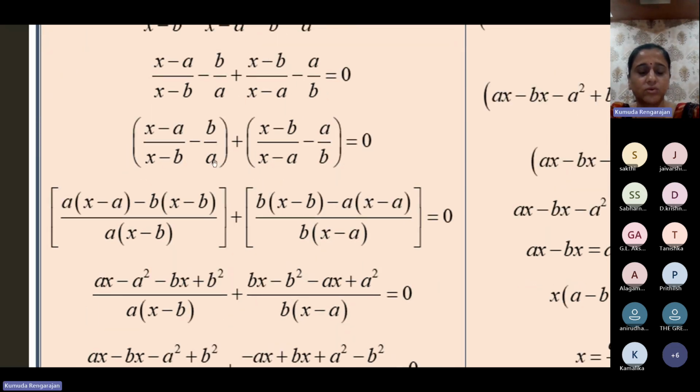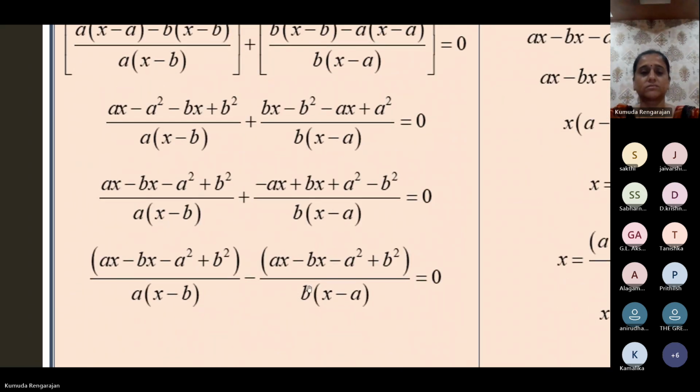Take the LCM. So here it is going to be a into x minus b. Here it will be b into x minus a. A into x minus b, b into x minus a. So it will be a into x minus a, cross multiply a into x minus a, and then minus b into x minus b by this one, plus b into x minus b minus a into x minus a by b into x minus a is equal to 0. LCM.